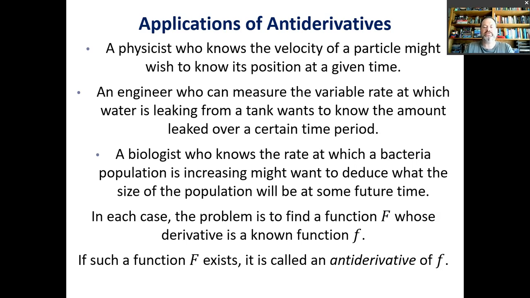In each case, the problem is to find a function capital F whose derivative is a known function f. If such a function exists, it's called an antiderivative. So the idea here is that in the real world, with a lot of physical problems, and these are just a few examples, you might only have information from a particular source, which might only give you limited information about the thing you're actually interested in. And we know what derivatives are, but anytime the derivative itself is what you're getting the information about, you can work backwards and find an antiderivative to learn something you may not have known before.